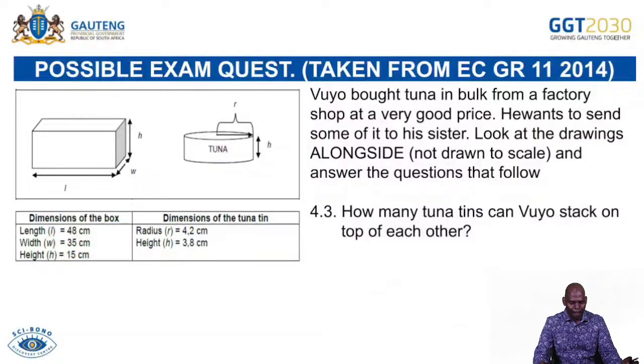Next question, 4.3. How many tuna tins can Vuyo stack on top of each other? Stack on top of each other. Okay, so this one is number of tins along the height.